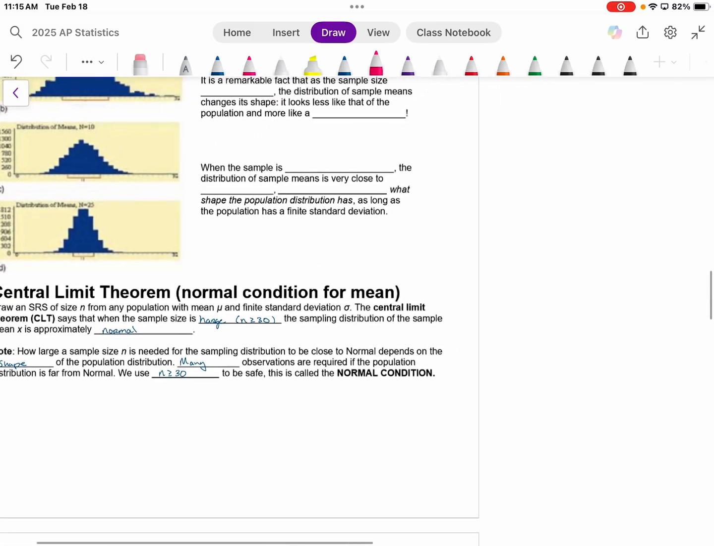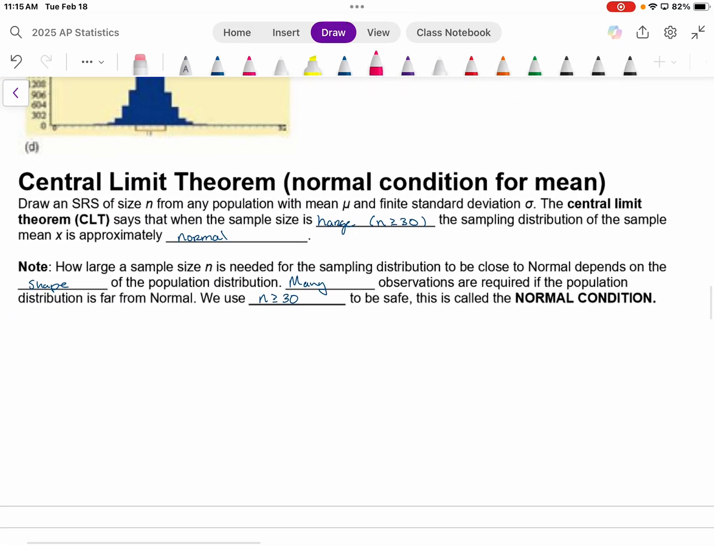The central limit theorem basically says, if we draw a simple random sample of size n from any population with a mean of mu and a finite standard deviation, then when the sample size is large, and we're going to be using large as n greater than or equal to 30, the sampling distribution of the sample means is approximately normal. Note, how large a sample size is needed for the sampling distribution to be close to normal depends on the shape of the population. Many observations are required if the population distribution is far from normal. We use n greater than or equal to 30 to be safe. This is called the normal condition.